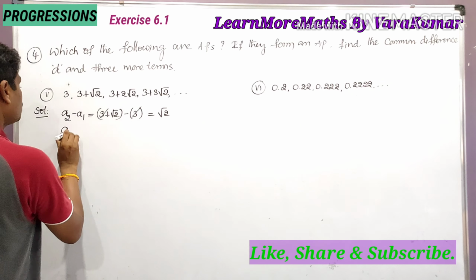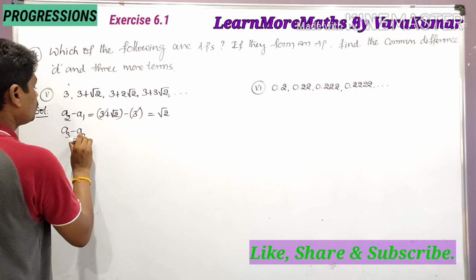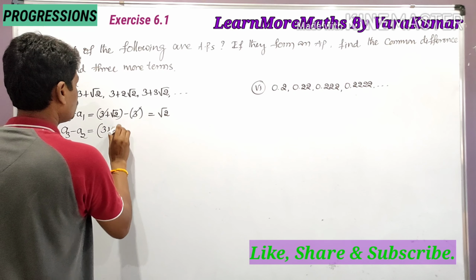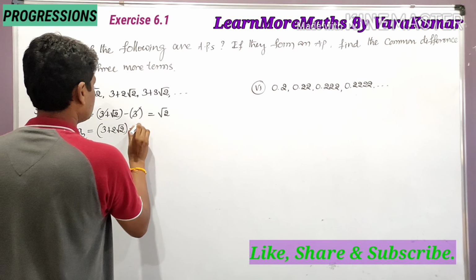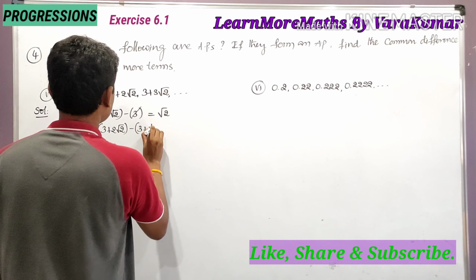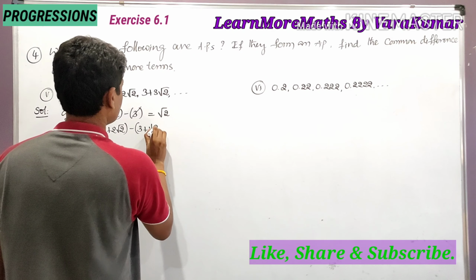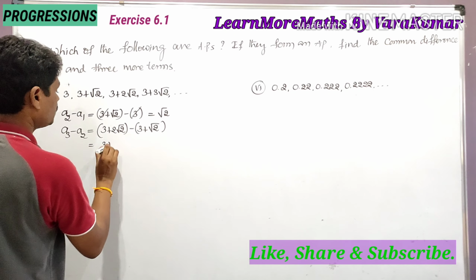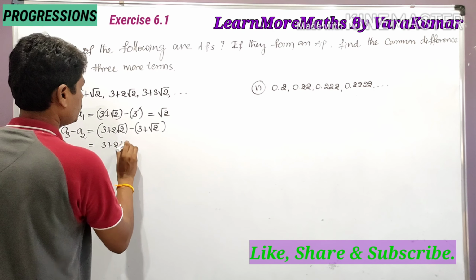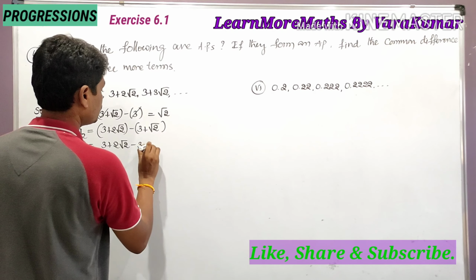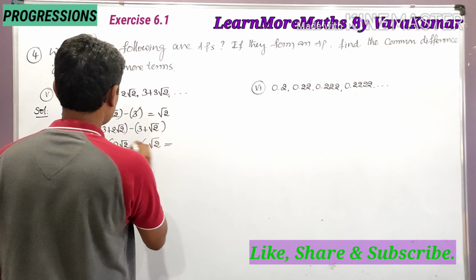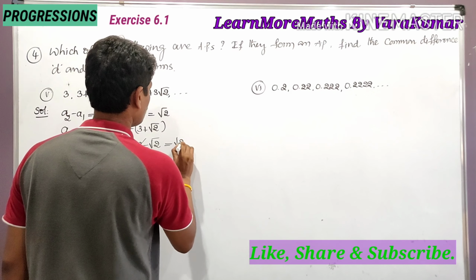So in the same way, A3 minus A2 is equal to. A3 is 3 plus 2 root 2, minus A2, which is 3 plus root 2. So we just have to simplify, student. 3 plus 2 root 2, and by multiplying the minus, we get minus 3 minus root 2. Minus 3 plus 3 gets cancelled. 2 root 2 minus root 2 is root 2.